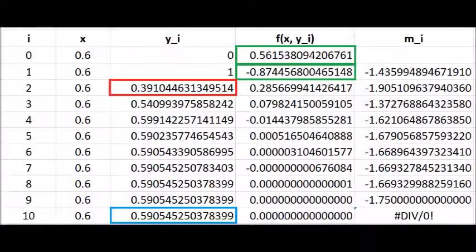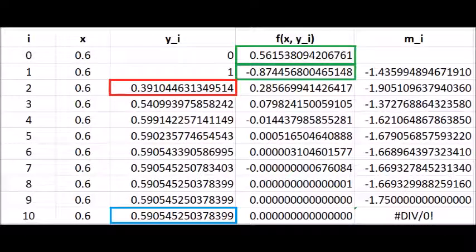This table should look very similar to the previous one. Notice that x is now a constant at 0.6. Y is the variable that changes. Boxed in red, I'd say 0.391 is very close to our guess from the graph.